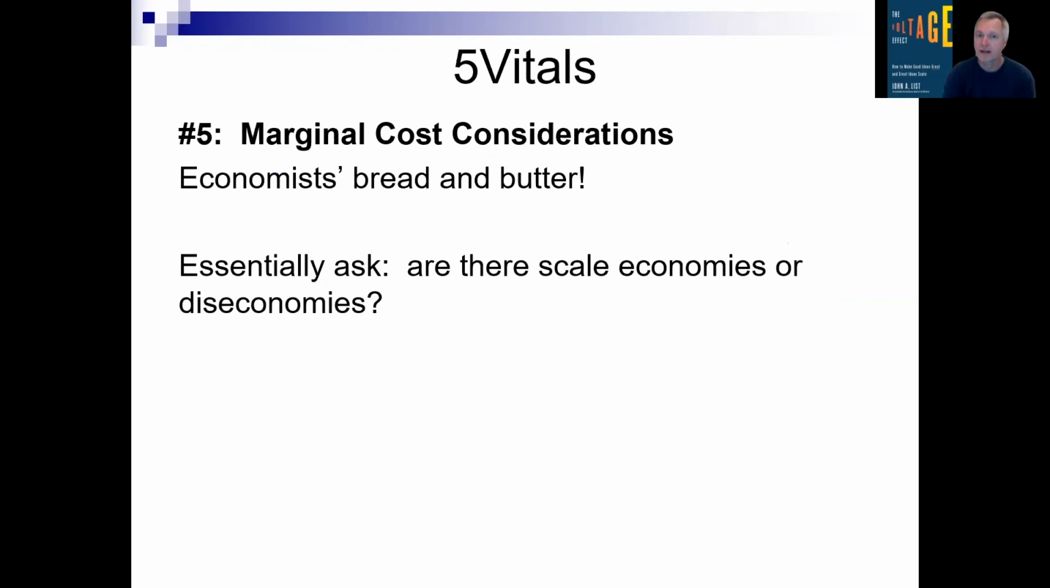vital sign. And the fifth one, of course, is what we economists, this is our bread and butter. And this is very, very rarely talked about in this literature. In fact, I've never seen it discussed. And that's, what does the supply side look like? And effectively, what I'm asking here is, are there economies or diseconomies of scale?